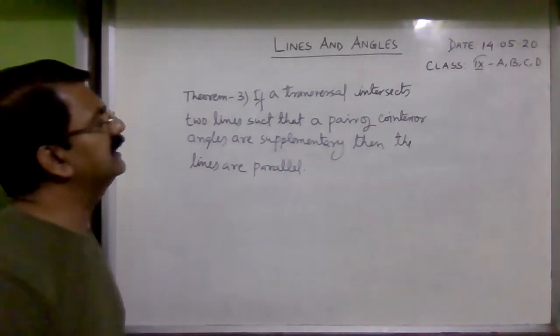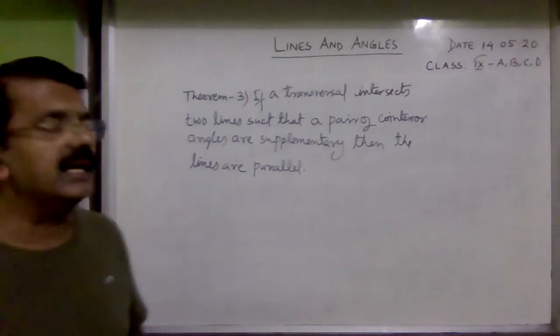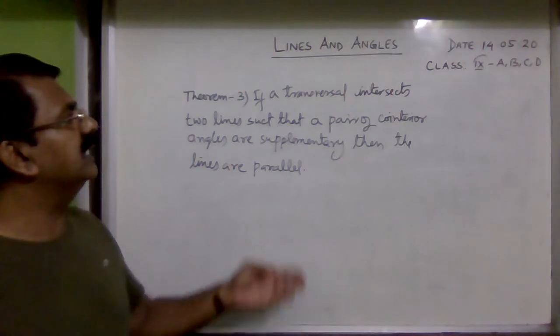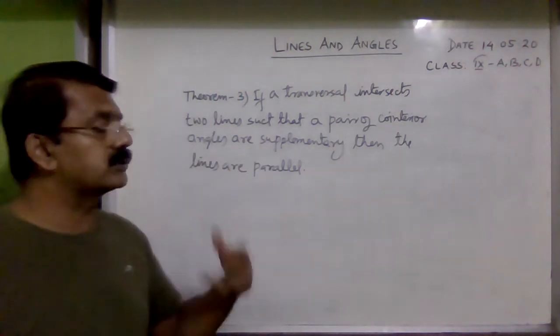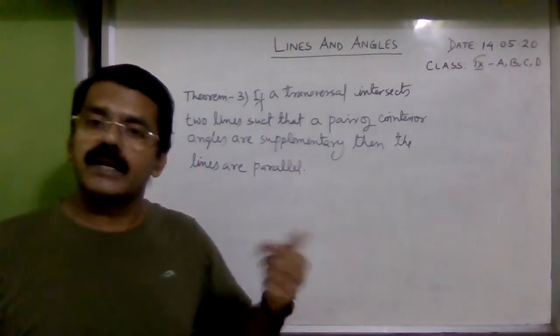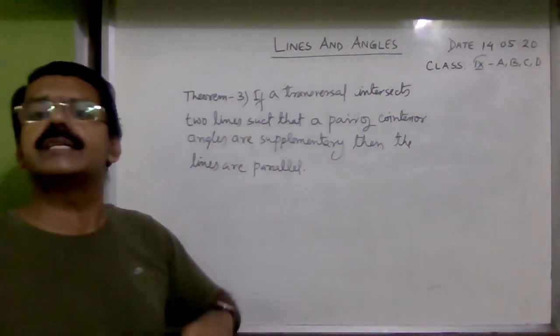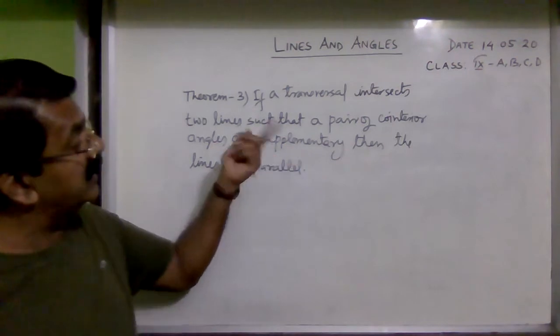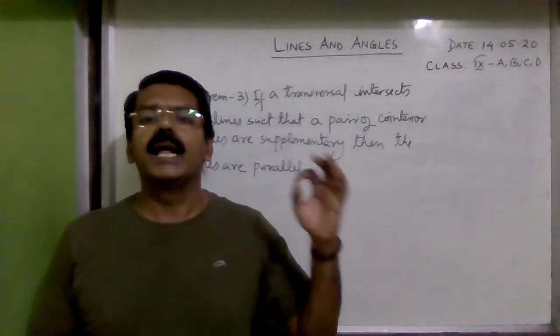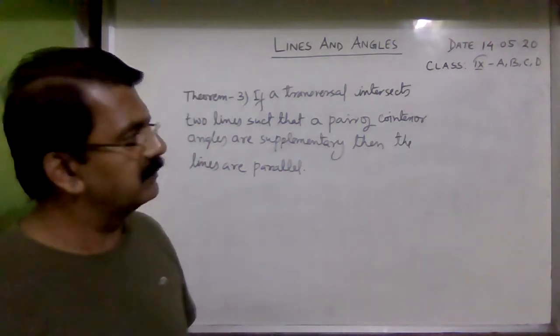So you can see this theorem 3 is the converse of theorem 2. In theorem 2 they were saying that when a transversal intersects two parallel lines, then the co-interior angles are supplementary. Now they are saying if a transversal is intersecting two lines and the co-interior angles are supplementary, then the lines are parallel. So it is simply the converse of theorem 2.